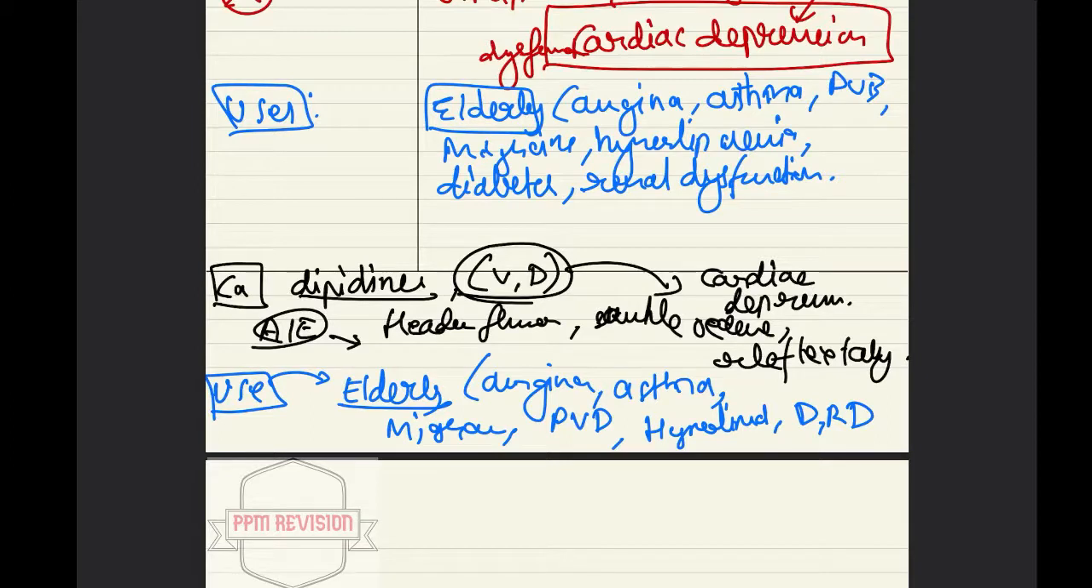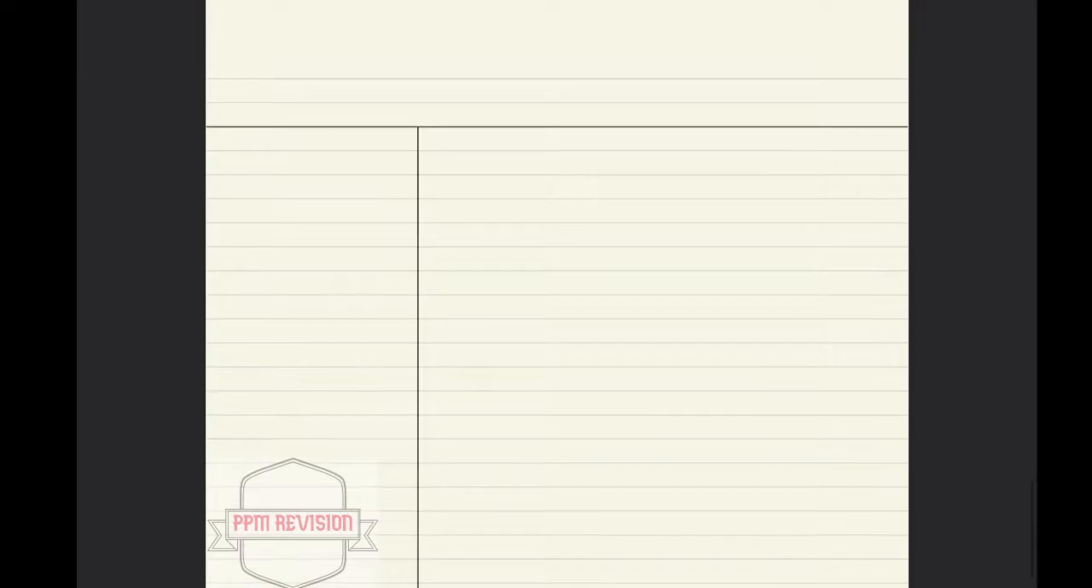Now we'll be quickly giving a note on the beta-adrenergic blockers as well, because they also form an important aspect. So now we'll be looking at beta-adrenergic blockers, and this is very important.